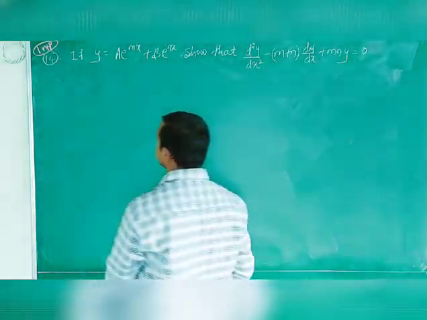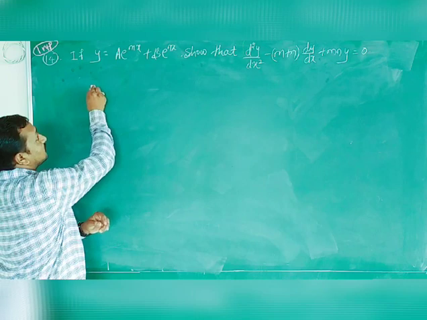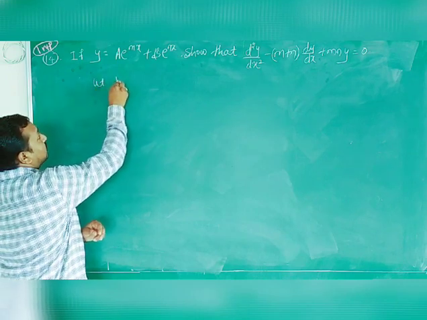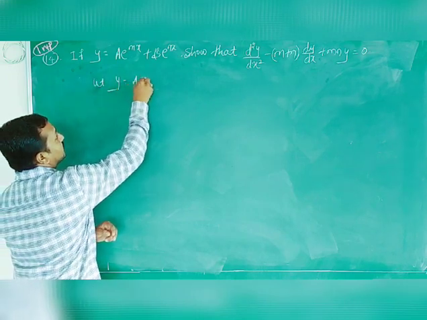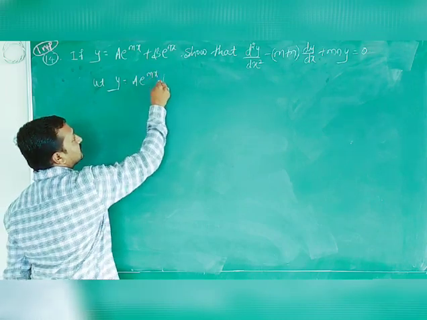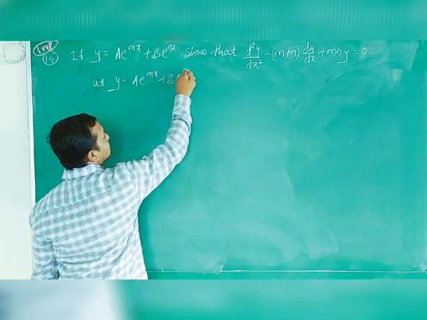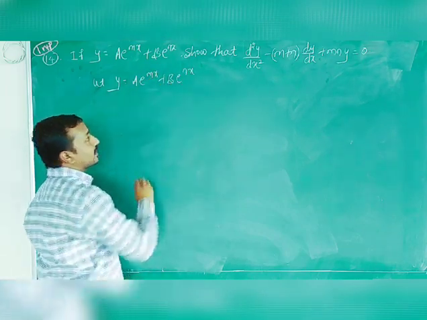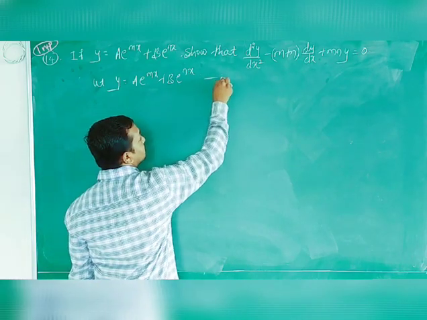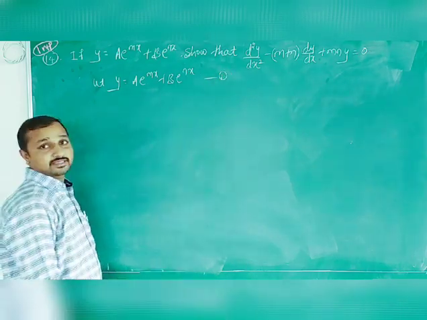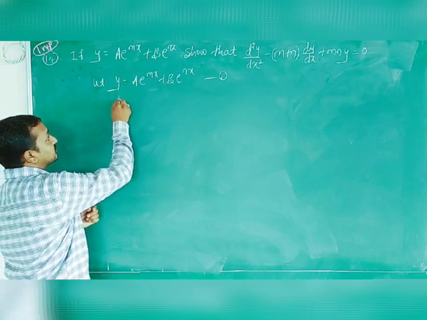See that. First of all, let us consider y equals a times e raised to mx plus b times e raised to nx. So this is your y. Say equation number 1. Clear that? So differentiate with respect to x.